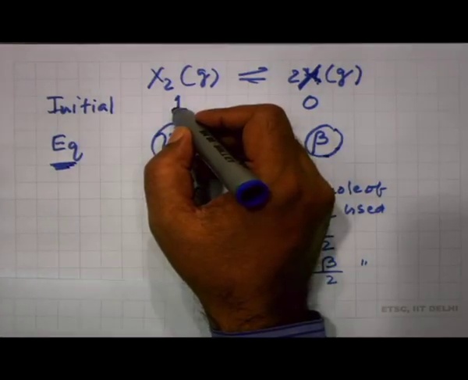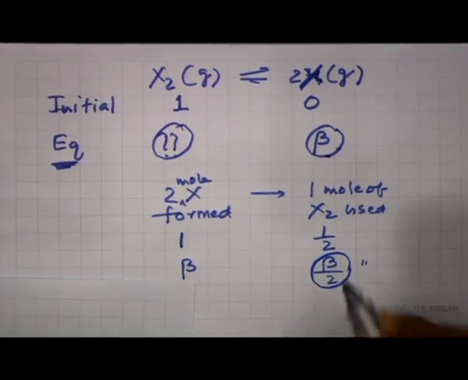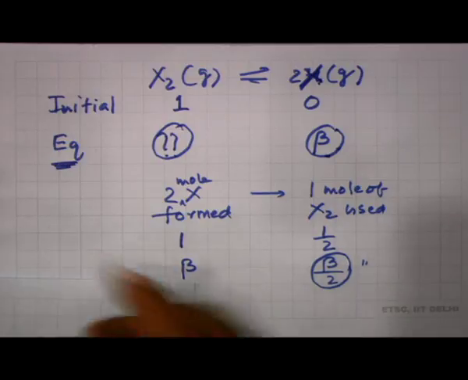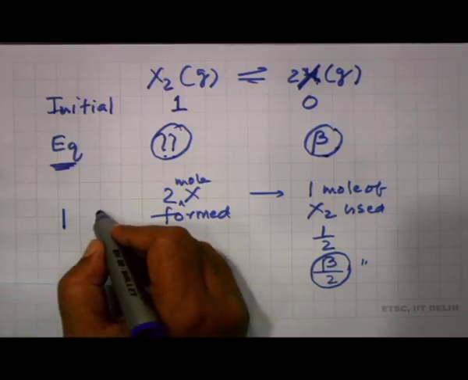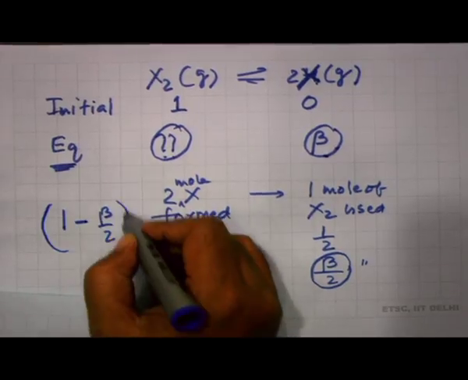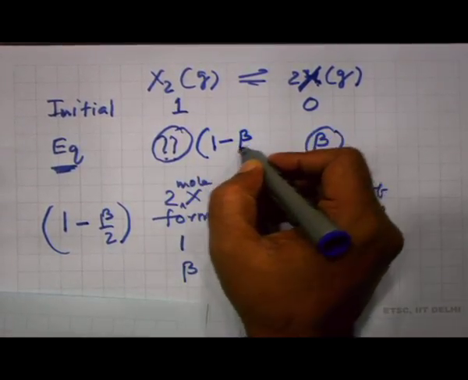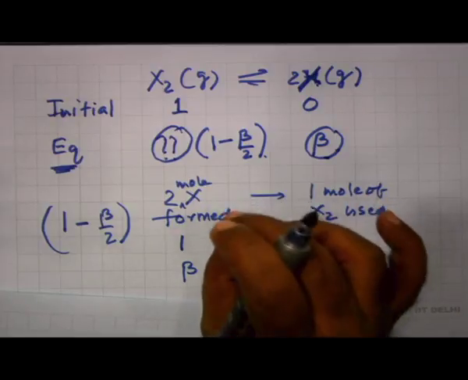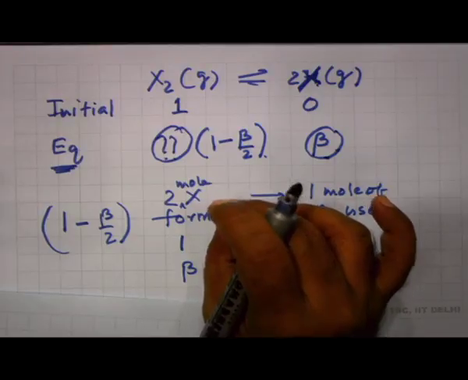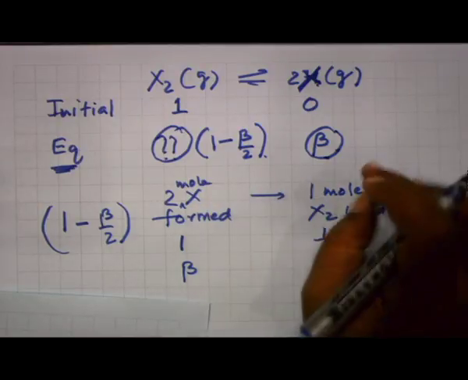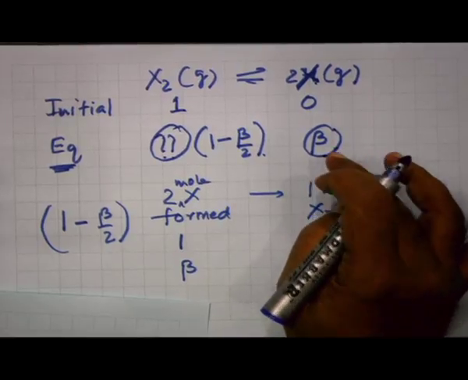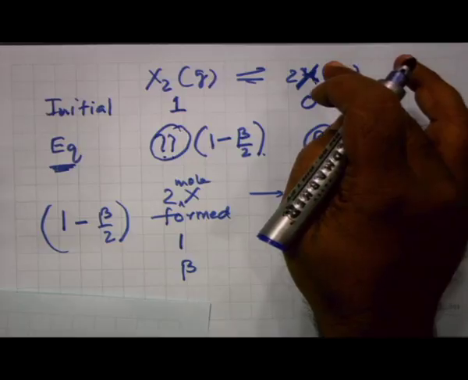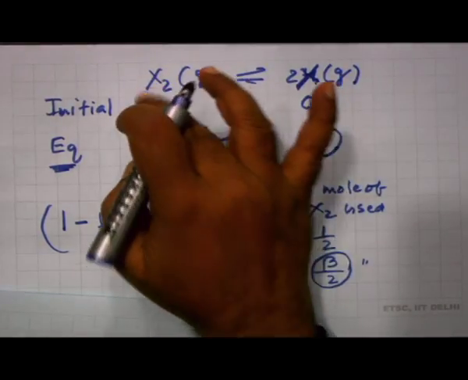You started with 1 mole of X2 and now you know that beta by 2 mole of X2 is being used. What does that mean? What is left out? You started with 1 and used up is beta by 2. So, left is 1 minus beta by 2. So, this is 1 minus beta by 2. I hope this is clear. You must first calculate how much mole of X2 is at equilibrium, and that you can do by using the fact that beta mole of X is formed and 2 mole of X is formed from 1 mole of X2.